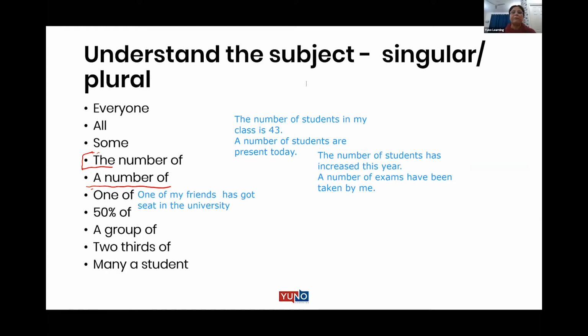Okay, now when we say 50% off or 2/3 off. But you said it's a plural, no, ma'am. One of my friends, if I want to write in the plural, one of. But what is the subject? Manjari, you need to understand what's the subject. Is the friends the subject or one is the subject? One is the subject and one is singular. Yeah, one is singular. Correct.